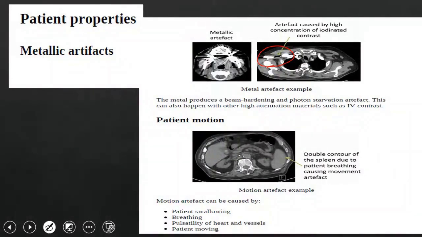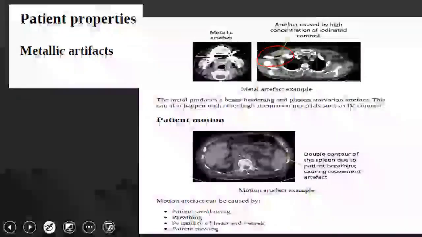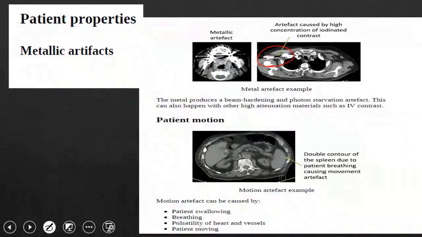In summary, the part that has high contrast will show the stripes more prominently in the soft tissue areas or the fat surrounding the part that is causing the artifact, whether it is the metallic part or the cause itself.